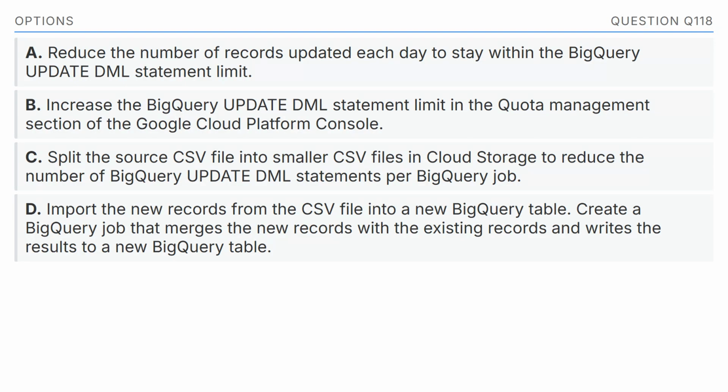The options are: Option A, reduce the number of records updated each day to stay within the BigQuery update DML statement limit. Option B, increase the BigQuery update DML statement limit in the quota management section of the Google Cloud Platform console. Option C, split the source CSV file into smaller CSV files in Cloud Storage to reduce the number of BigQuery update DML statements per BigQuery job. Option D, import the new records from the CSV file into a new BigQuery table. Create a BigQuery job that merges the new records with the existing records and writes the results to a new BigQuery table.